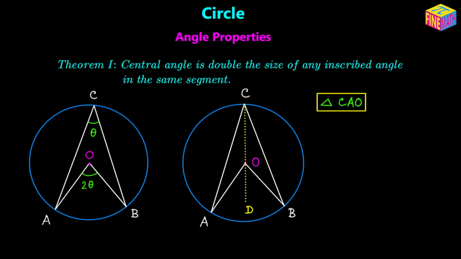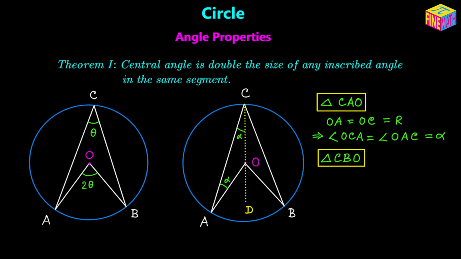Now if you think about the triangle CAO, that is an isosceles triangle because OA is equal to OC, and each of them is equal to the radius of the circle. So OA is a radius, OC is also a radius. That means it is an isosceles triangle. And because it is an isosceles triangle, the angle OCA and the angle OAC will be equal, and let's say each of those angles is equal to alpha.